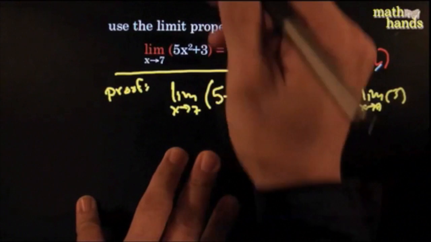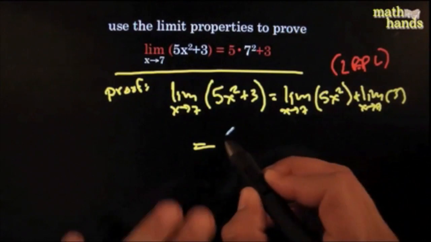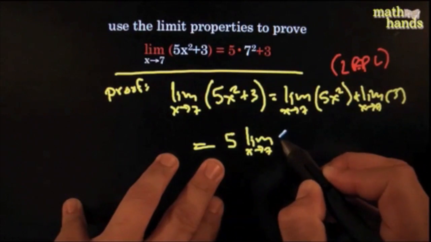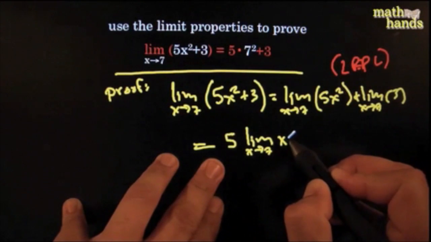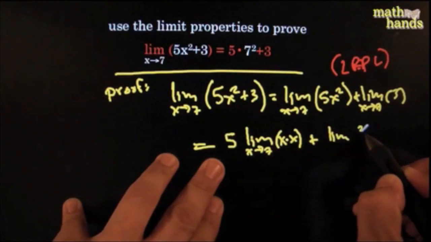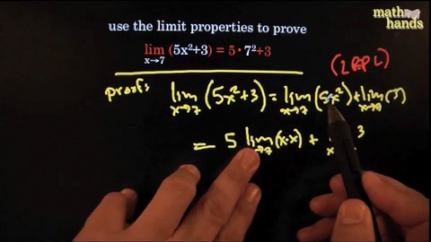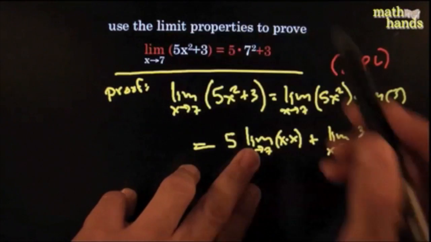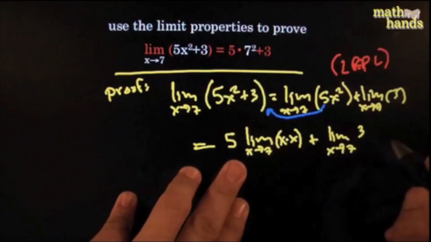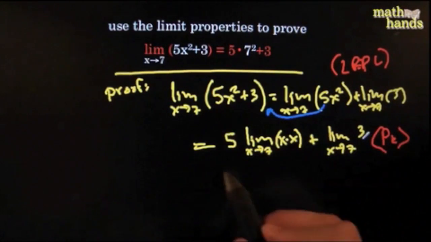I'm going to see right now if each one exists and is finite. For sure, this one I could pull out the 5: 5 times the limit as x goes to 7 of x squared. I'm going to write the x squared as x times x, plus the limit of 3 as x goes to 7. Then a question, what did I do here? I took this 5 and I pulled it outside. Is that legal? Yes or no? Why? Yes, by the pull-the-constant-out property, you can do that.